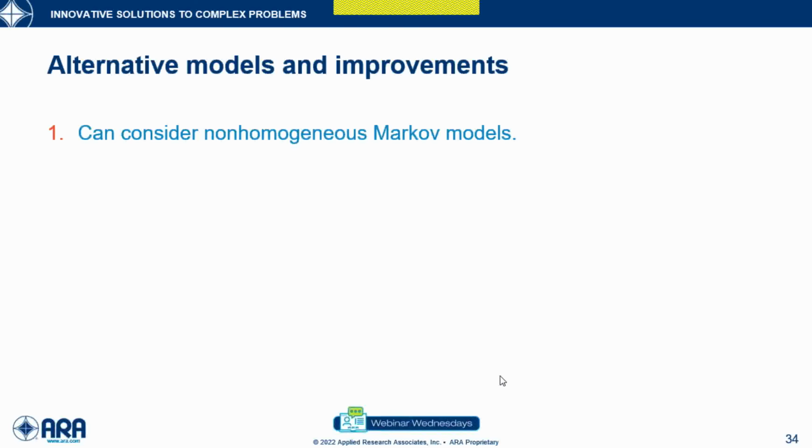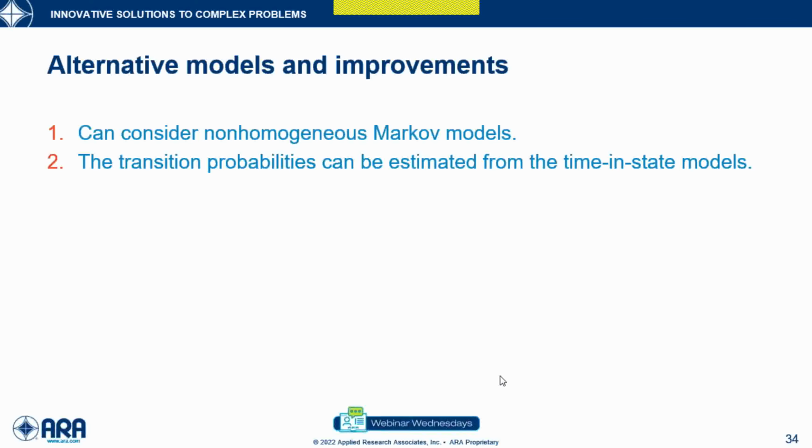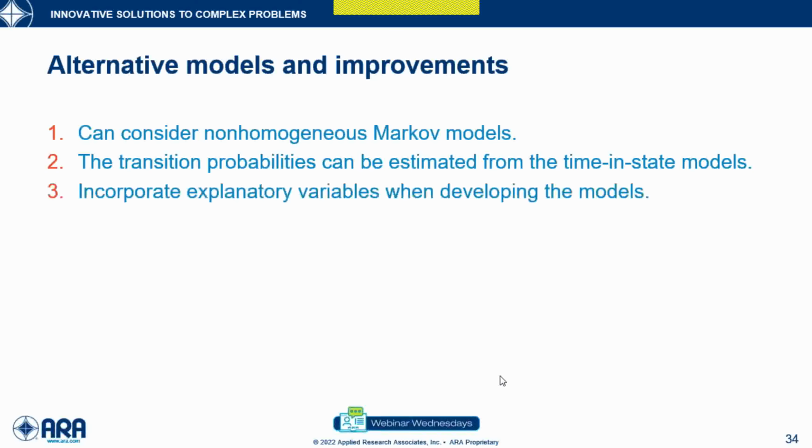Now, some of the alternative models and improvements possible include using non-homogeneous Markov models, and that's something out there. It's available. It's a little bit more computationally extensive, but we're looking into these models for future studies and papers. The transition probabilities, I wanted to point out, can be estimated from the time and state models, and people have been doing that. So this is a way around the homogeneous Markov model problem, where your probabilities come from the survival models and change over the years.